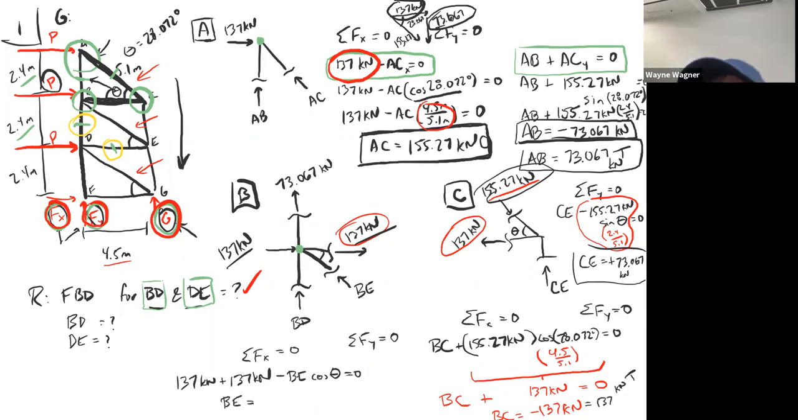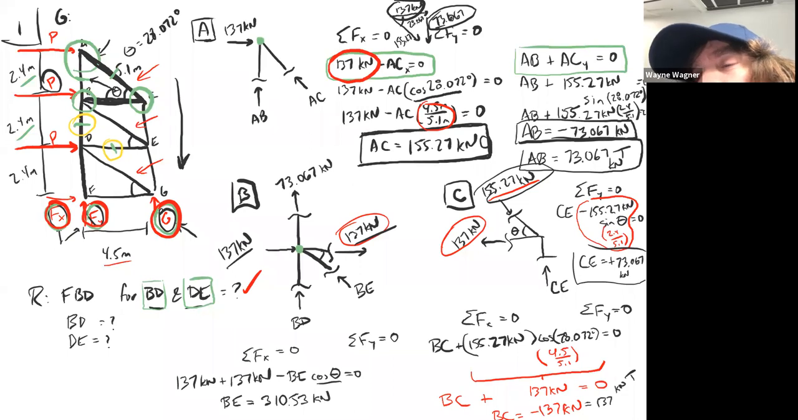So BE then equals what? 137 times 2, so that's 274 divided by the cosine of that angle, so I'm basically going to multiply it by 5.1 over 4.5. So 274 times 5.1 divided by 4.5 equals, wait, oh yeah, okay. I was wondering if we solved for BE last time. We did not. So we get 310.53 kilonewtons. And notice we've got a positive sign there, so this is going to be compressive. We assumed the correct sign.